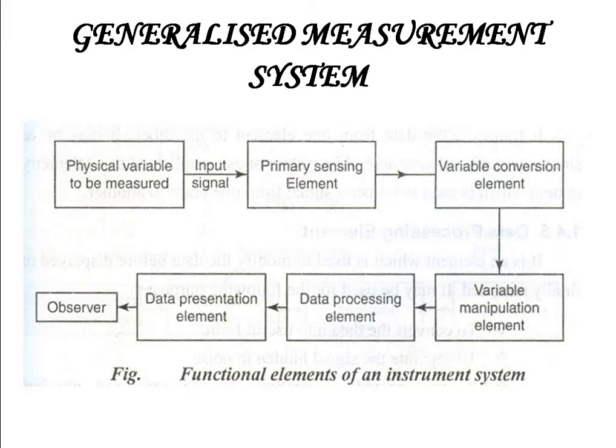From the conversion element, it will move on to the variable manipulation element. Manipulation element is like it is going to manipulate the signals. And then next is the data processing element. It will process into the required form. And the last one is the data presentation element, from which the output can be read or seen by an observer. So about each one we'll look in detail.